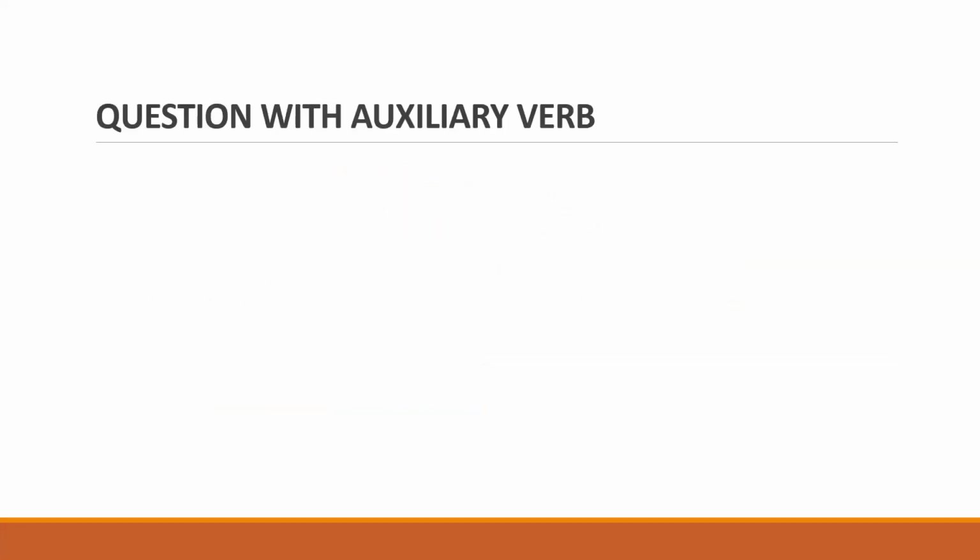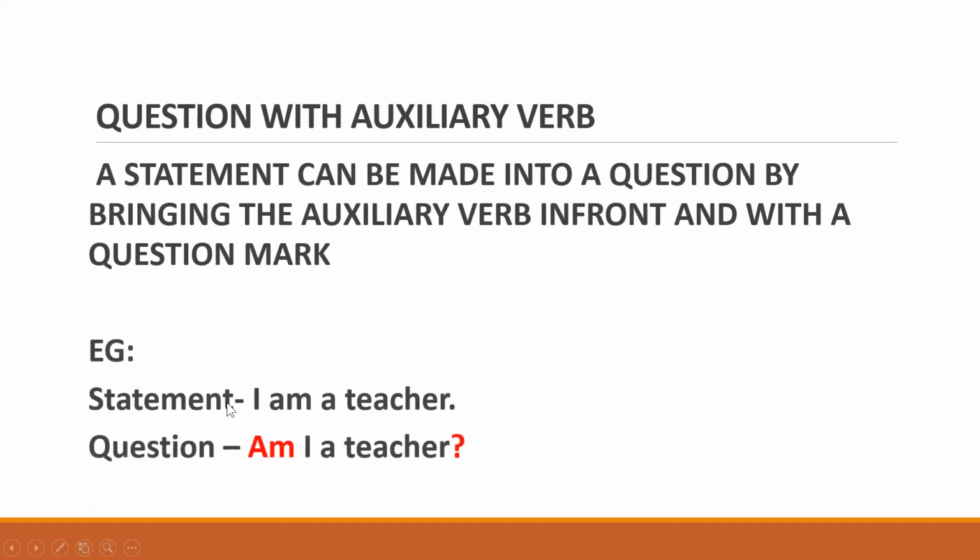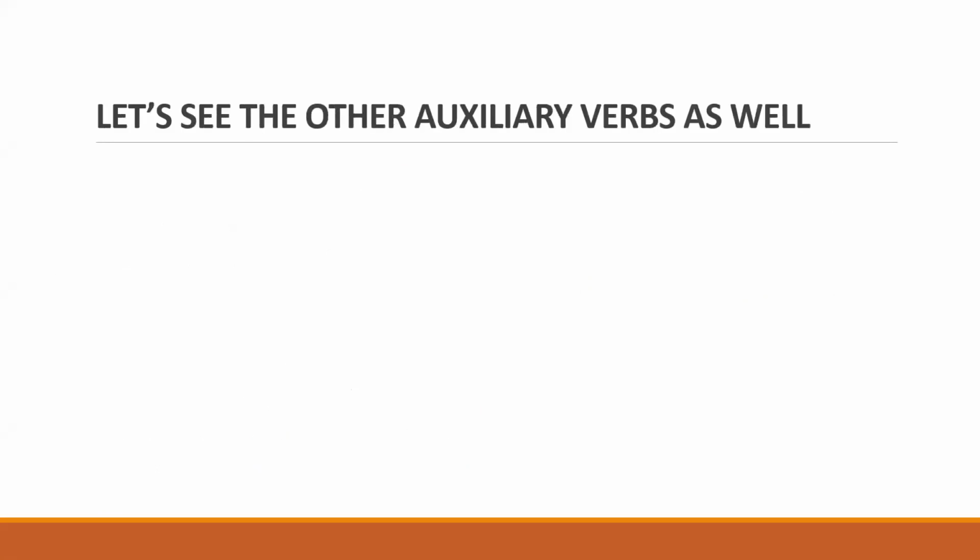Okay, now how to make questions with auxiliary verbs. A statement can be made into a question by bringing the auxiliary verb in front and adding a question mark. Example, I am a teacher is the statement. In order to make it into question format, all you need to do is remove this am, put it in the front, and make it: Am I a teacher? with a question mark. And that's how you get questions when you have a statement. Okay, let's see some more examples in this format.